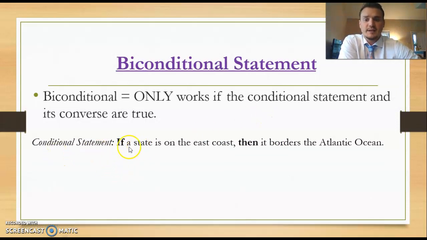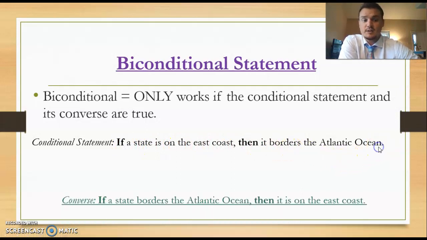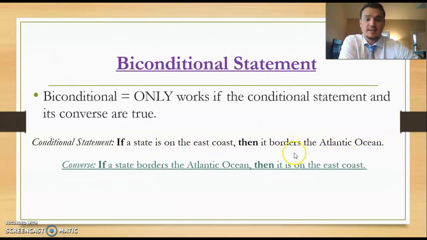So if we start off with a conditional statement, if a state is on the East Coast, then it borders the Atlantic Ocean. That is a true statement. And then the converse is if a state borders the Atlantic Ocean, then it is on the East Coast. These are both true statements. So again, if your original statement and its converse is true, then that means it's a biconditional.